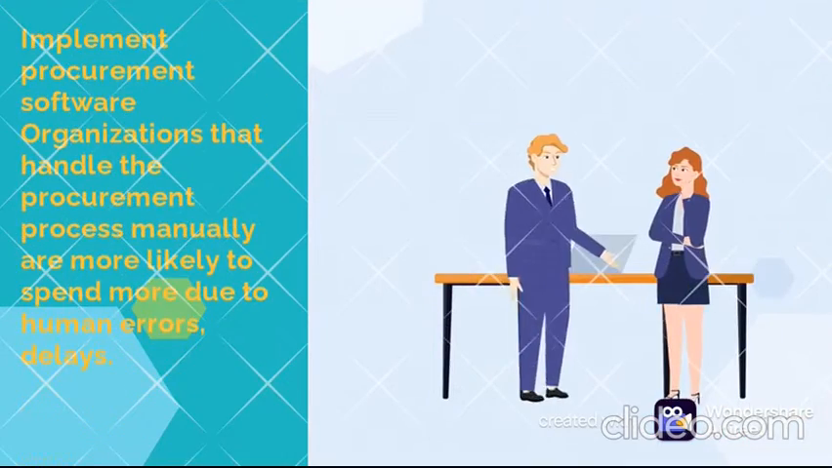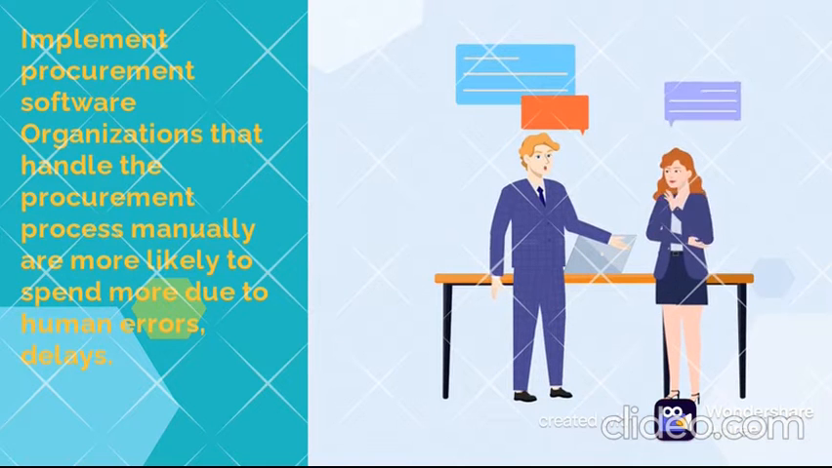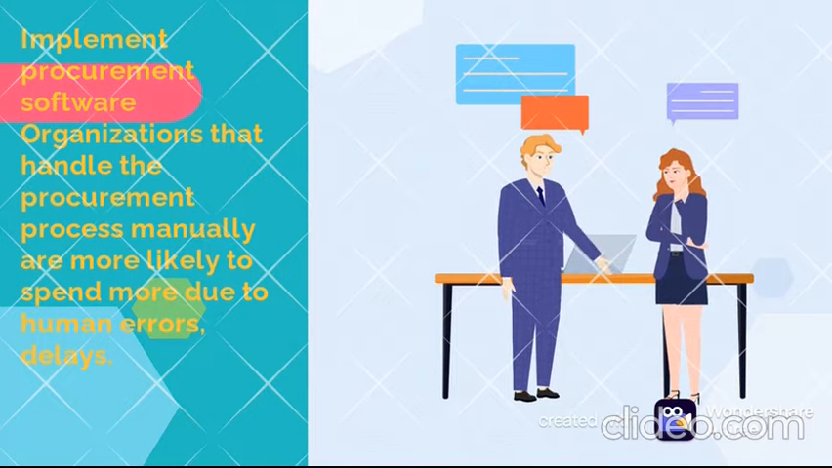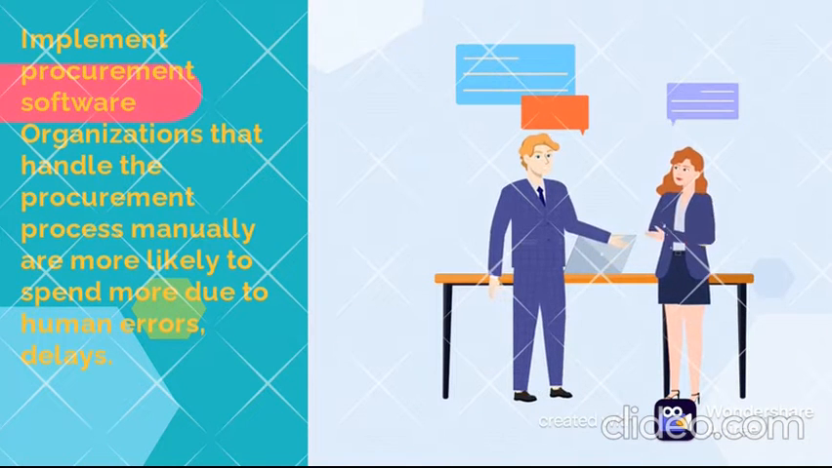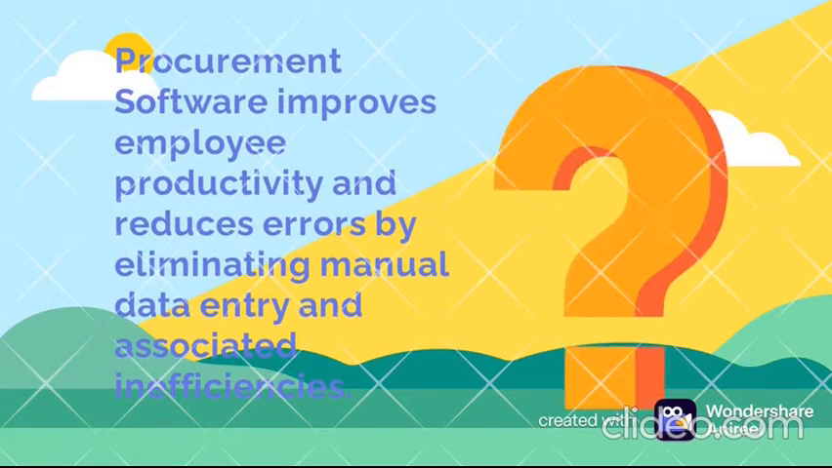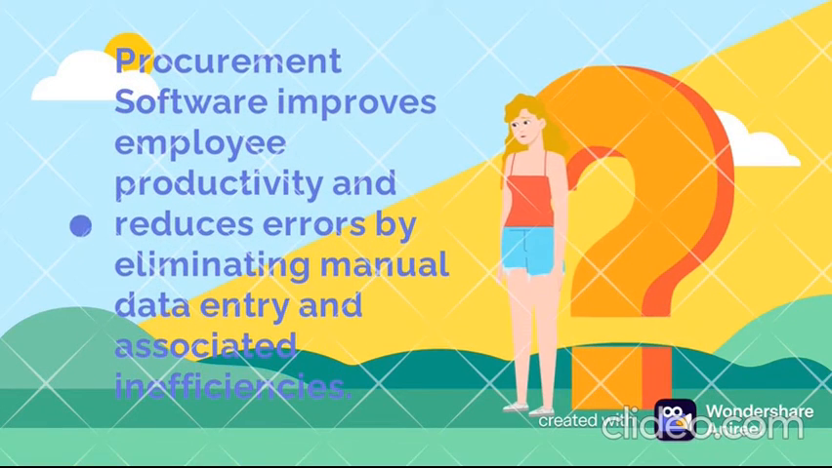Implement procurement software. Organizations that handle the procurement process manually are more likely to spend more due to human errors and delays. Procurement software improves employee productivity and reduces errors by eliminating manual data entry and associated inefficiencies.